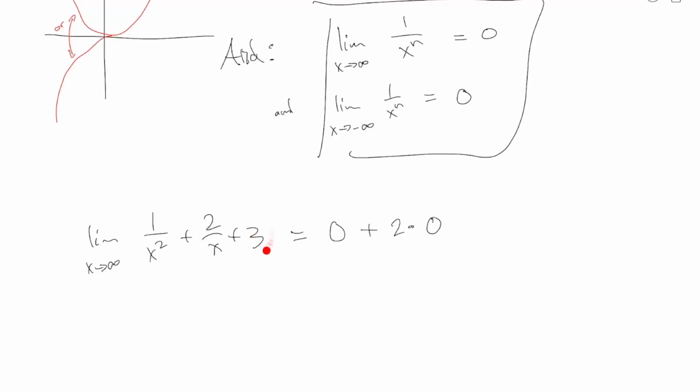And then 3, what does 3 approach? That's just 3, right? There was no x there, and so this part does not become 0. It's just 3. And so my answer here is 3. 0 plus 0 plus 3 is 3. You do each limit separately and then add them together.